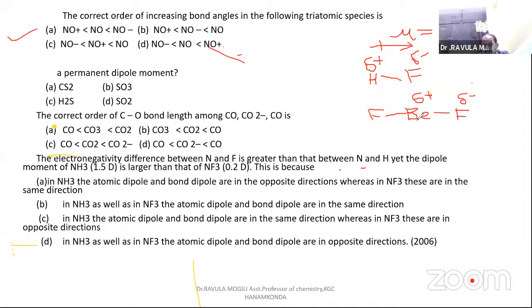In the same way, this bond pair of electrons moves towards this fluorine. So according to this fluorine, the bond pair moves towards it, fluorine gets a negative sign, and beryllium gets positive.